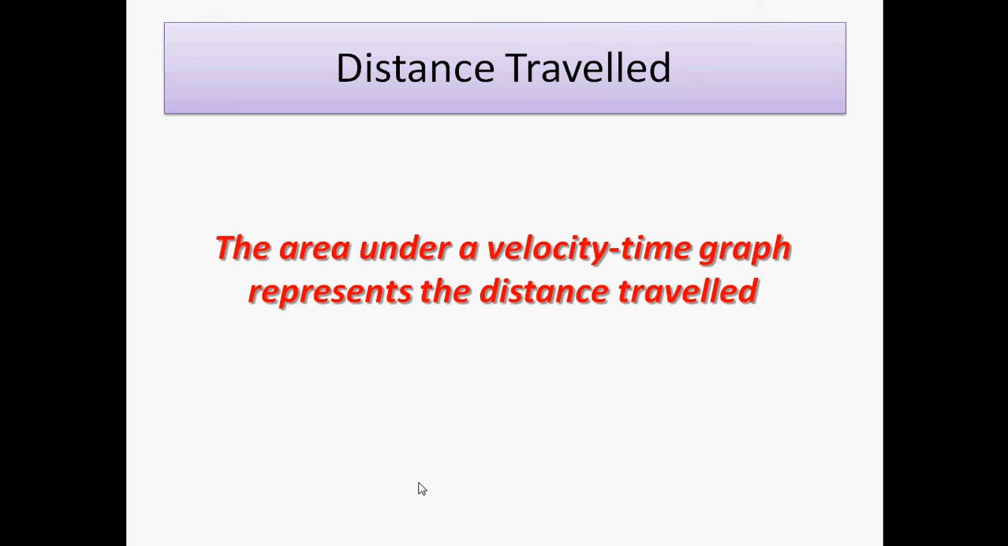Because again, think, what is distance? Distance is velocity times time. So when you calculate an area, you do side times side, right? So the area under a velocity time graph, you would do velocity times time, which is distance, and this would be the area under the graph.